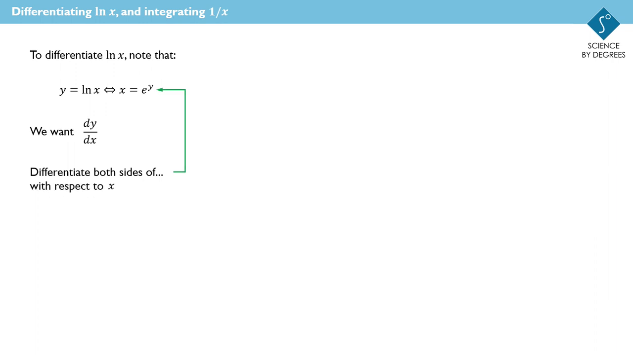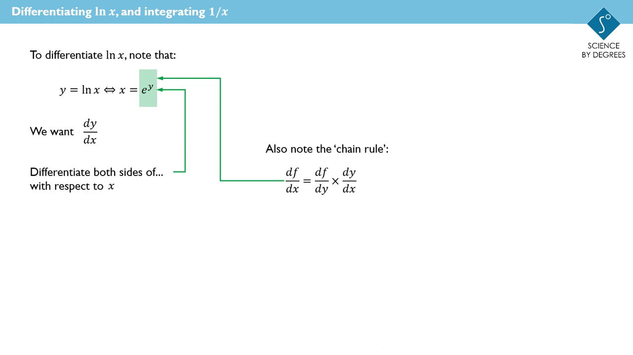And in order to do that, we need one more trick, because the right hand side of that equation is expressed as a function of y, and yet we want to differentiate it with respect to x. And in order to do that, we use something called the chain rule. And the chain rule, simply put, is this: a function differentiated with respect to x is the same as that function differentiated with respect to y multiplied by dy by dx.